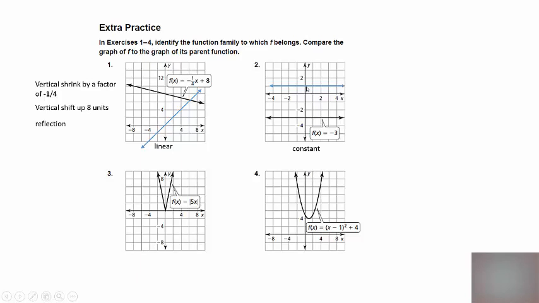So the transformation based on that fact is they took this parent graph and they shifted it down, and that's how we get to the new graph. So that's what it means when it says compare. You're just basically telling us what happened to the graph.